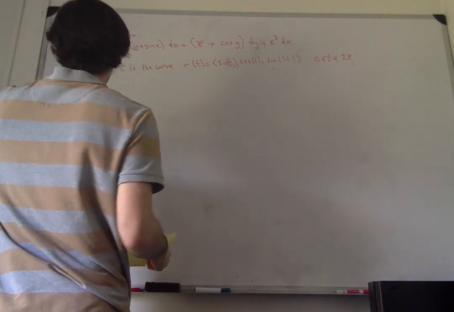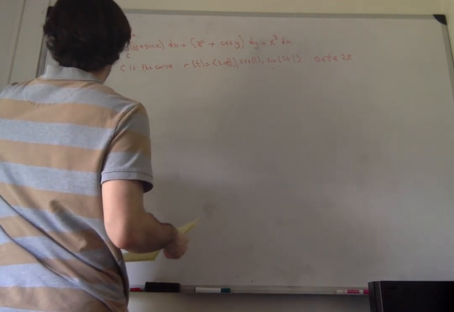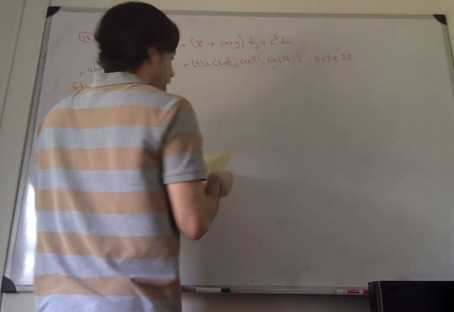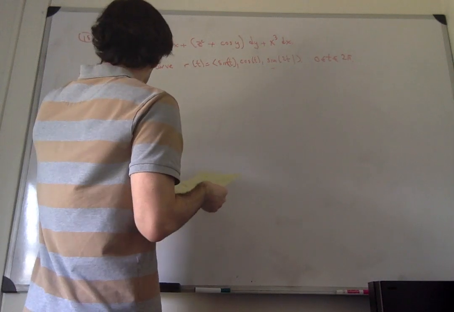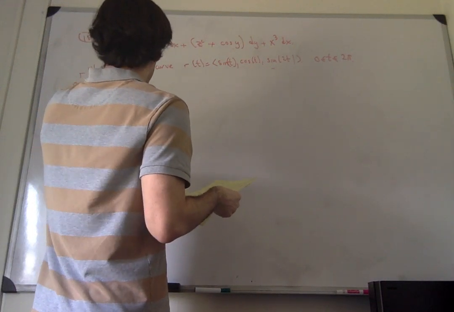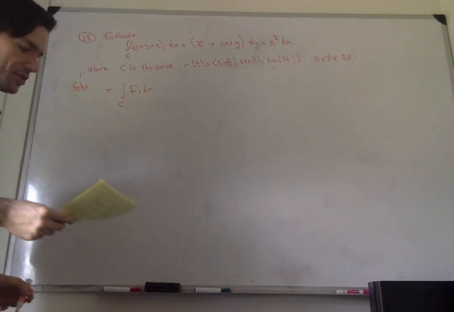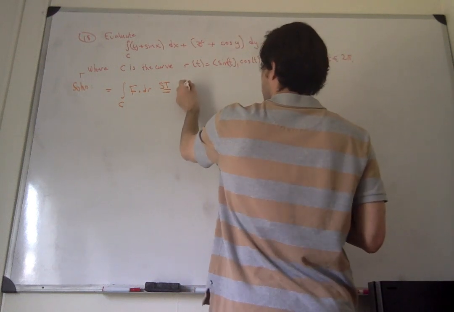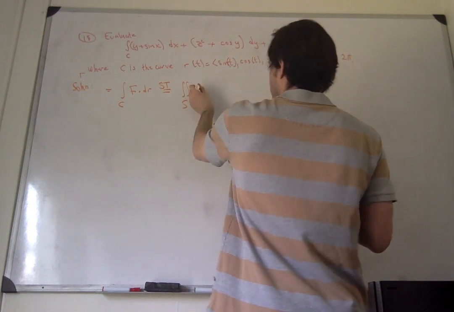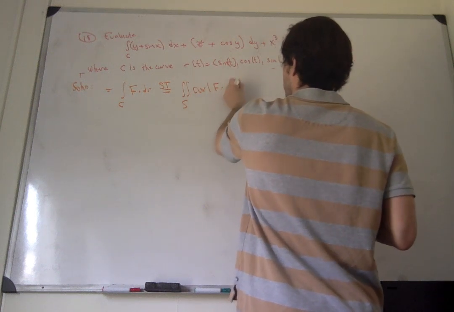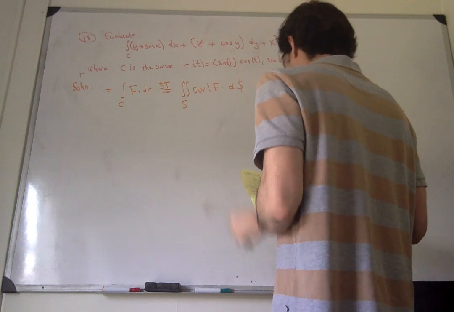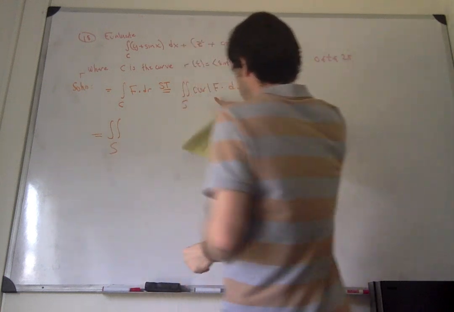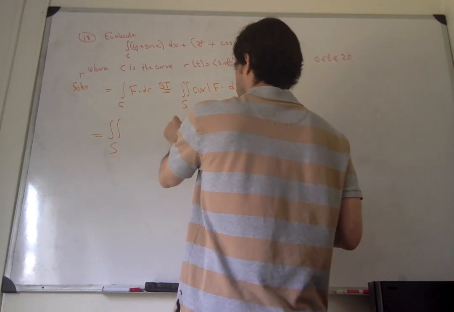Okay, so here we go. Here is the solution. So this, by the comment in previous videos, is going to equal the integral of F dot dr over curve C, and by Stokes' Theorem, this is going to equal the double integral over surface S of curl of F dot dS. Okay, so let us now compute the curl dot dS.